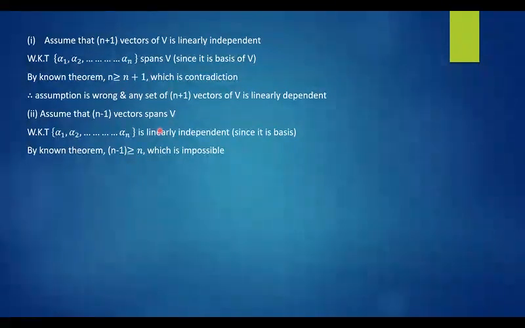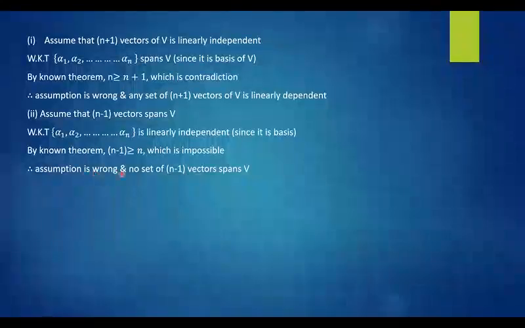What we have assumed gives a contradiction to the known fact, so our assumption is wrong. That means no set of n minus 1 vectors spans V. That means if the dimension of V is n, then n elements should span V, and only n vectors are linearly independent. No n minus 1 vectors span V, and n plus 1 vectors are linearly dependent.